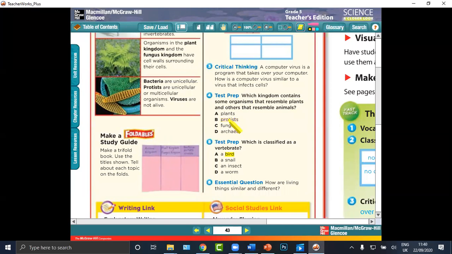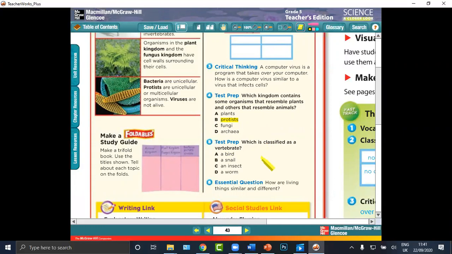Which kingdom contains some organisms that resemble plants and others that resemble animals? Yes. The answer is B. B, excellent. Protist. Yes. B, protist. Thank you. Mute yourself, please, and lower your hand.